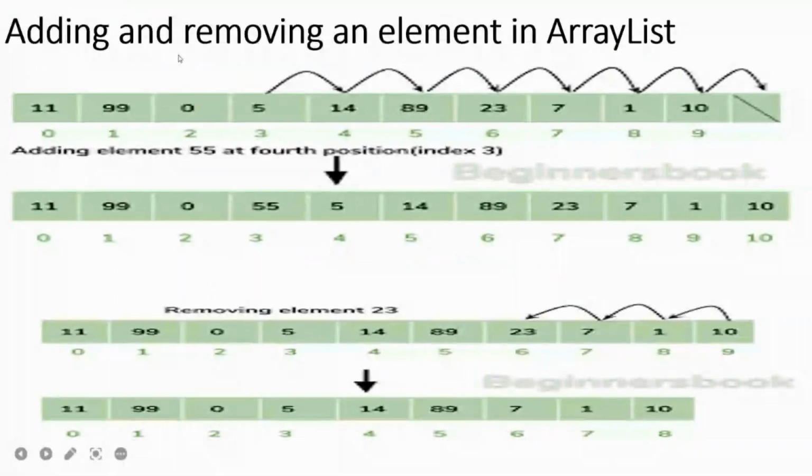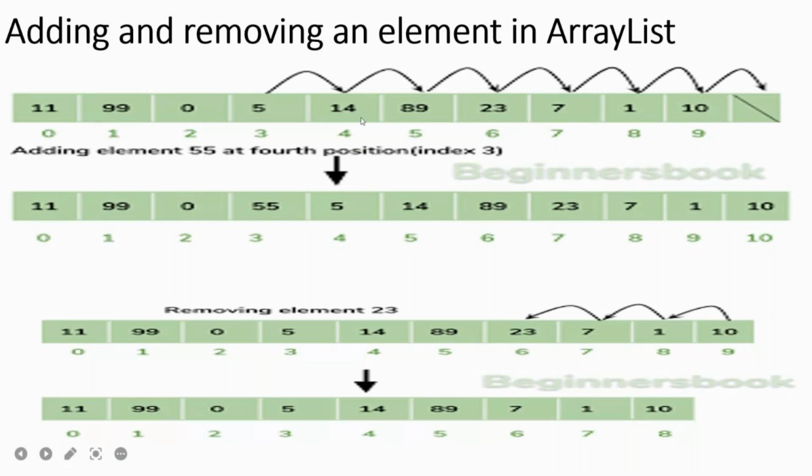Okay, this is how you add or remove an element in an array list. For example, this is an array. I just want to store this many numbers like 11, 0, 5 in an array, and this is how they get stored as you add them. But after adding these elements, I want to add an element, 55, at the fourth position.